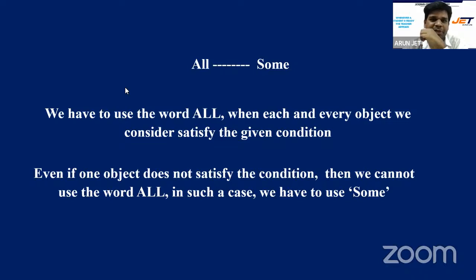All right, now let's look at this one. When do we use the word all and when do we use the word some? All is an inclusive term, used when each and every object we consider satisfies the given condition. So we use all only when each and every object satisfies the given condition. Even if there is one exception, even if there is one object that does not satisfy the condition, we cannot use the word all. In such cases, we use the word some.